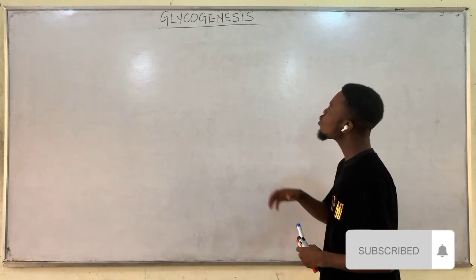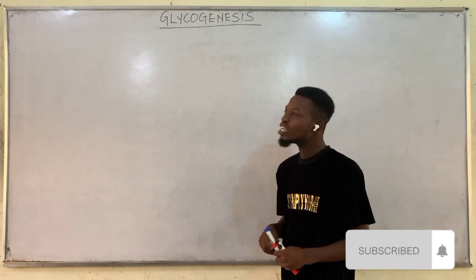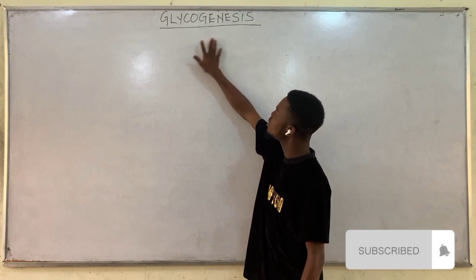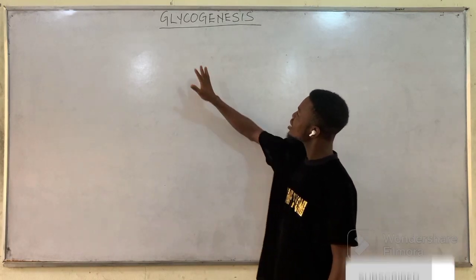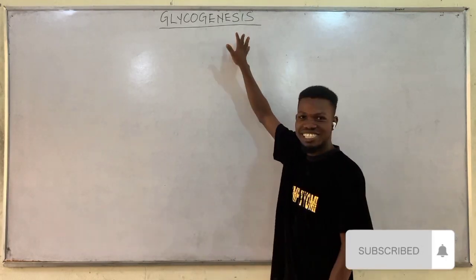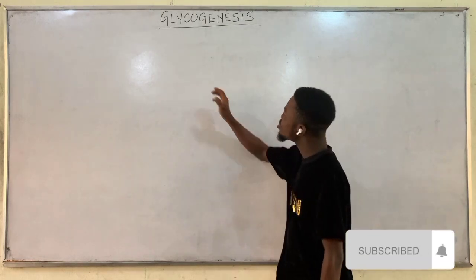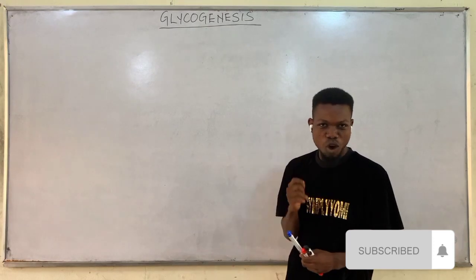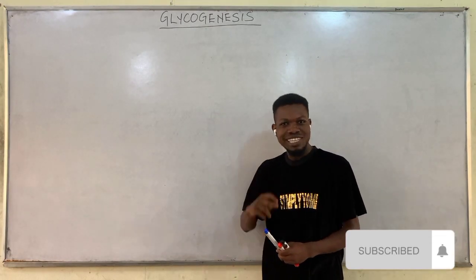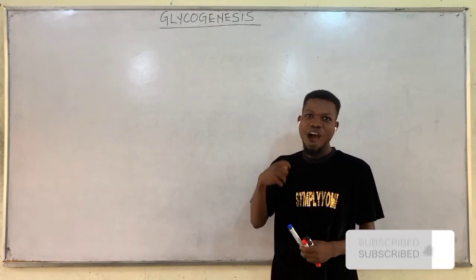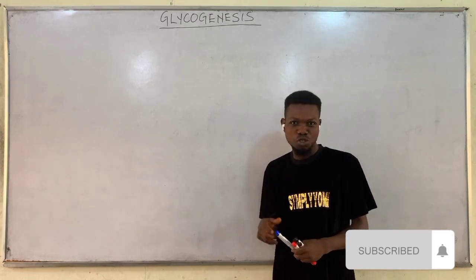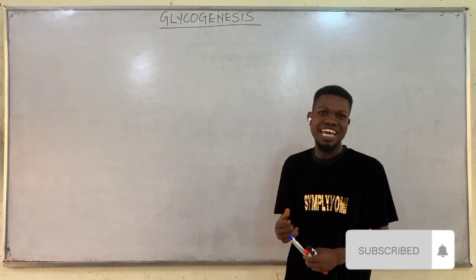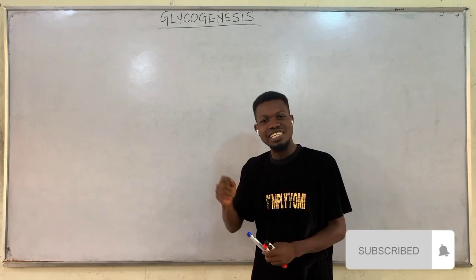Now in this video, we want to look at glycogenesis. When we talk about glycogenesis, you should know that it is glyco and genesis. What is genesis? Synthesis. So glycogenesis is the synthesis of glycogen. That's what we want to look at in this video: how glycogen is manufactured, how glycogen can be synthesized.